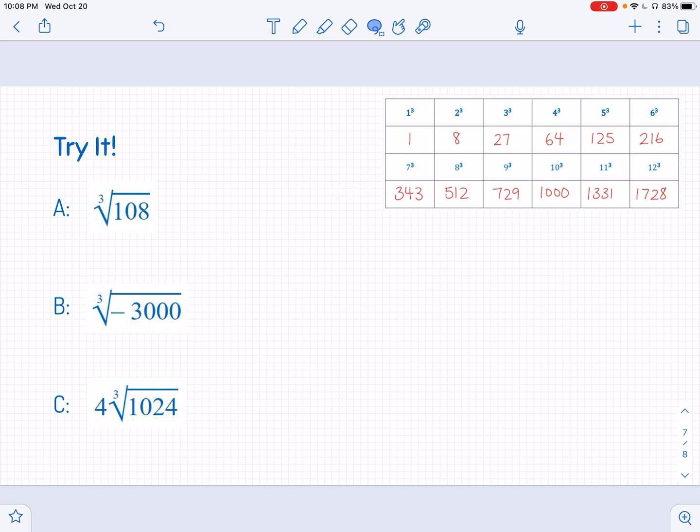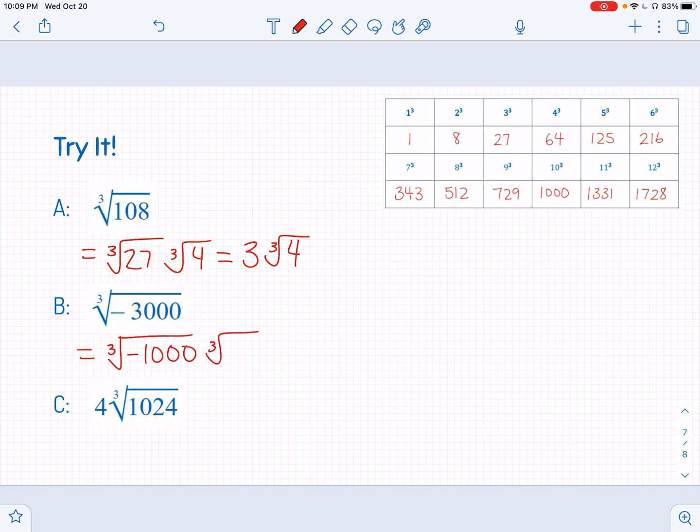So if we're looking at 108, the largest one of these that divides evenly into 108 is 27. And 27 goes in there 4 times. I know the cubed root of 27 is 3, so it's 3 cubed root of 4. This next one, the largest one of these that divides evenly into 3,000 is 1,000. So I'm going to break it down into the cubed root of negative 1,000 times the cubed root of 3. So I get negative 10 cubed root of 3.